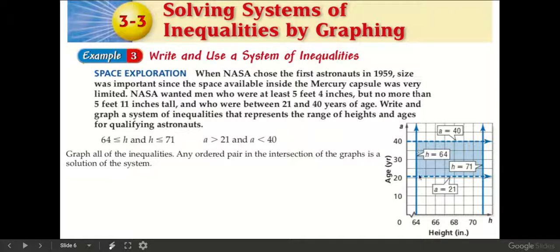It could be on this line here, but not on either one of these lines, again, because of the inequality symbols. So this area shows the constraints for age and height of what they were selecting for astronauts in 1959.